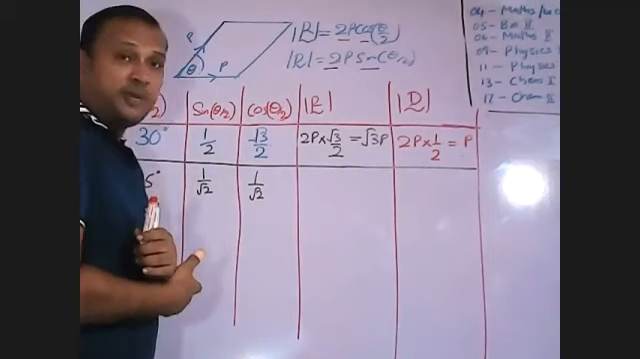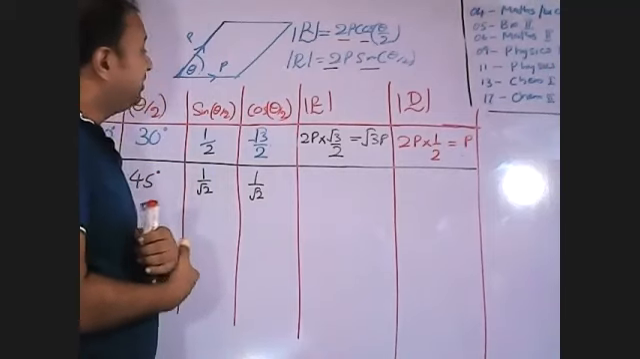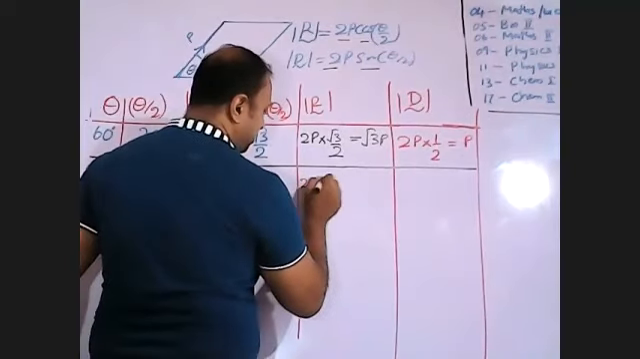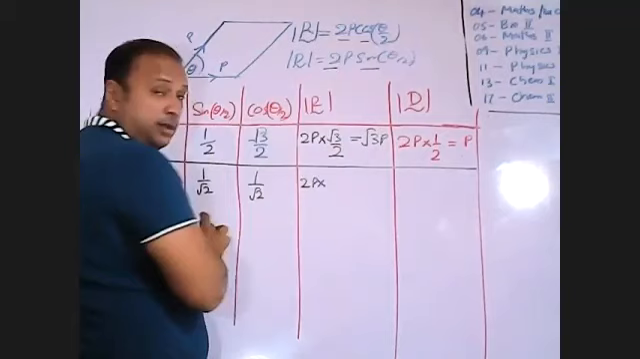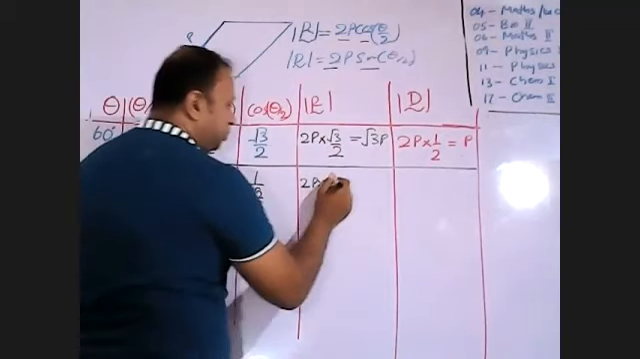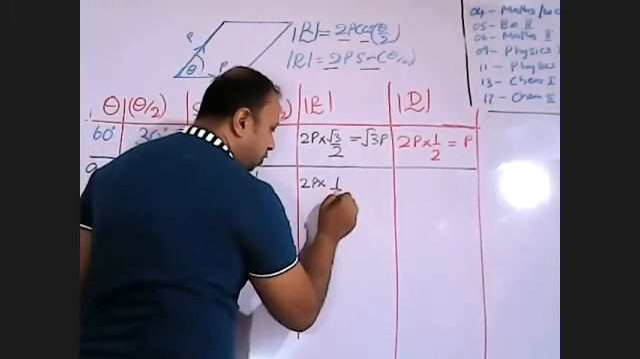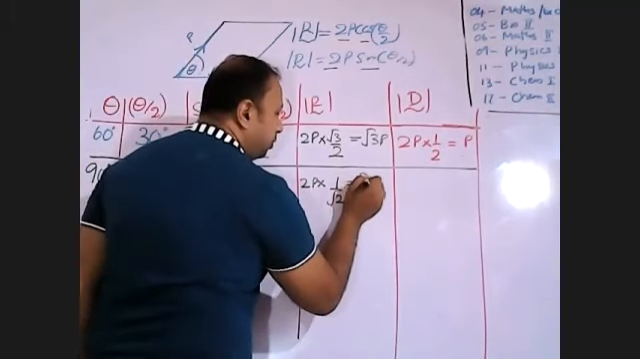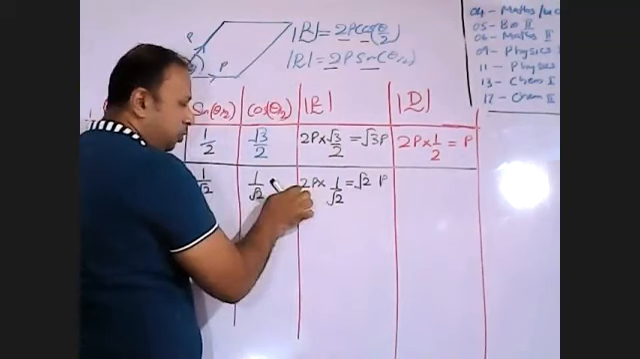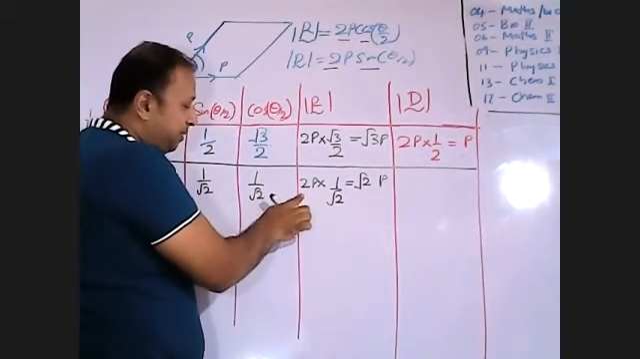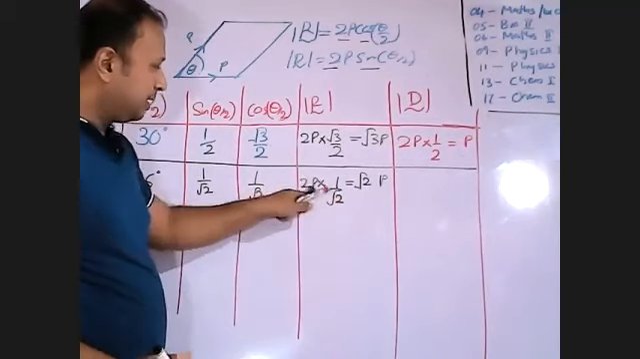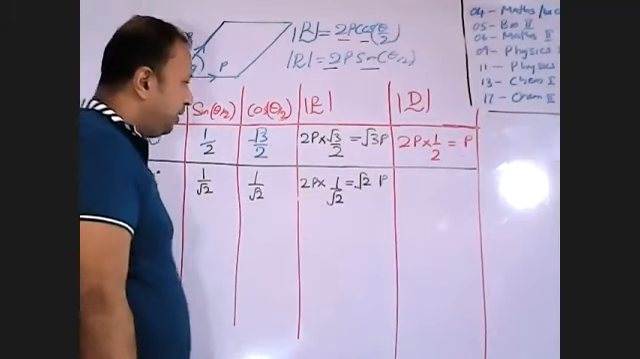So now you have to find R. R is 2P times cos theta over 2. Cos theta over 2 means 1 over root 2. So that is equal to root 2 P. 2 and root 2 will cancel out; if 2 is divided by root 2, the answer is root 2. Root 2 P.